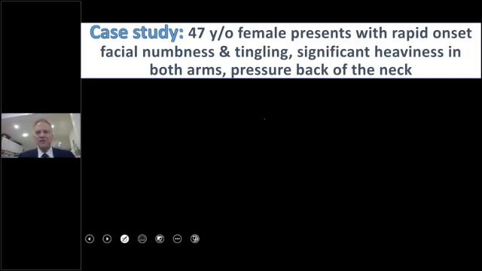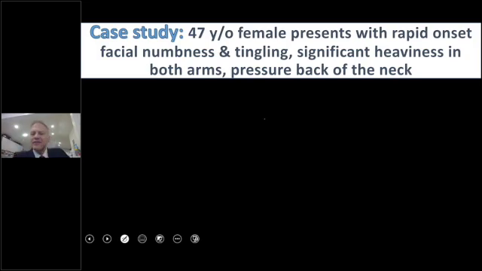Okay, so a 47-year-old presents with rapid onset facial numbness and tingling. So okay, think about this. You're a doctor, somebody comes in, a 47-year-old female, and she presents with rapid onset facial numbness and tingling, significant heaviness in both arms, pressure, back of the neck.